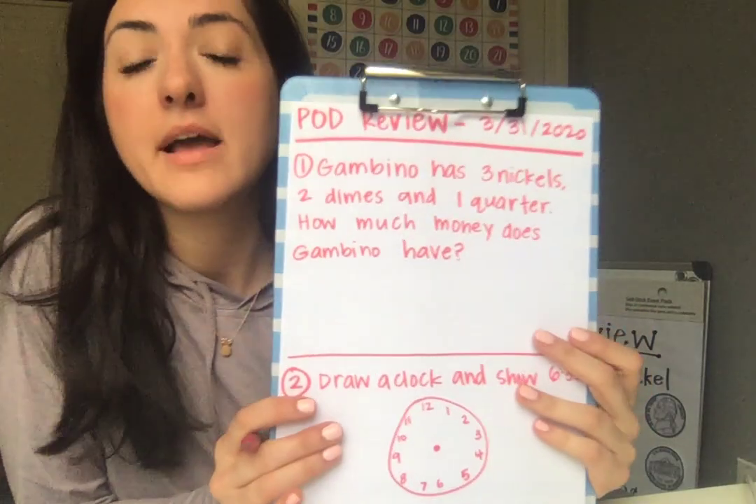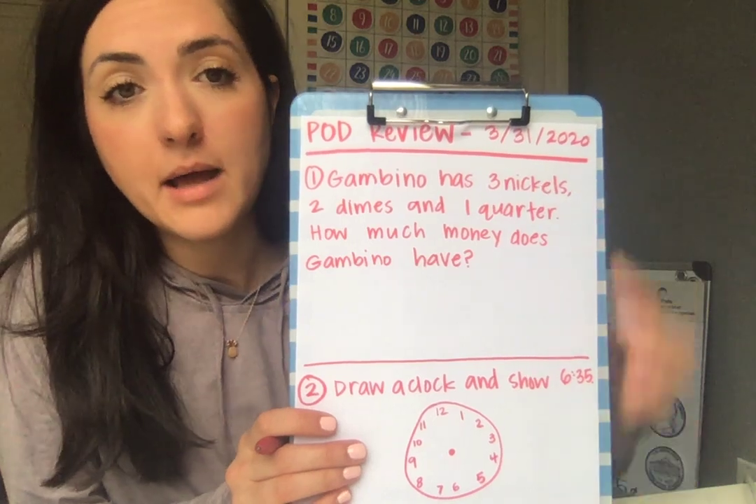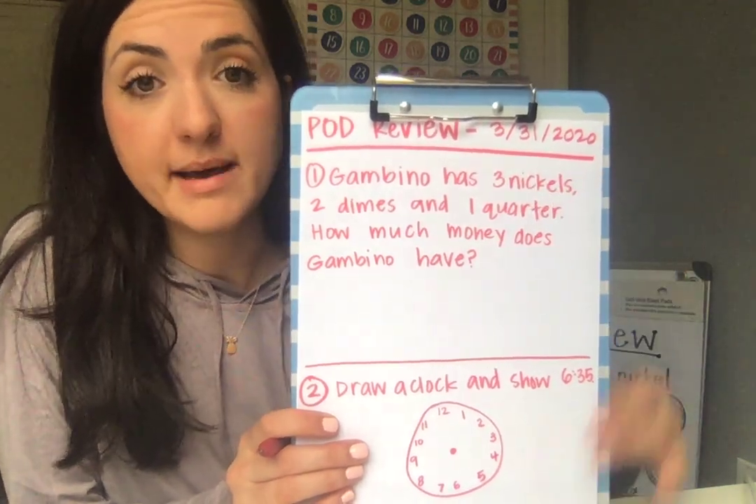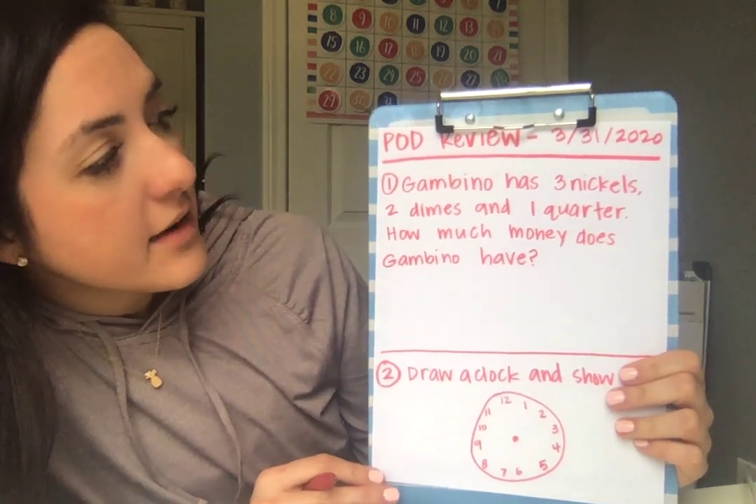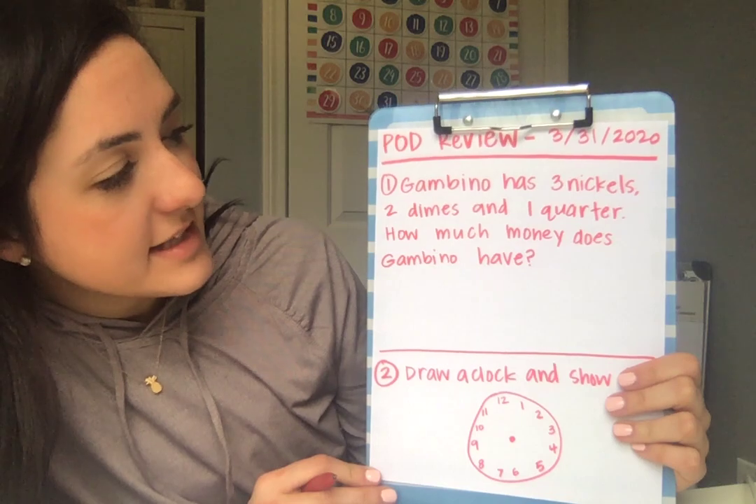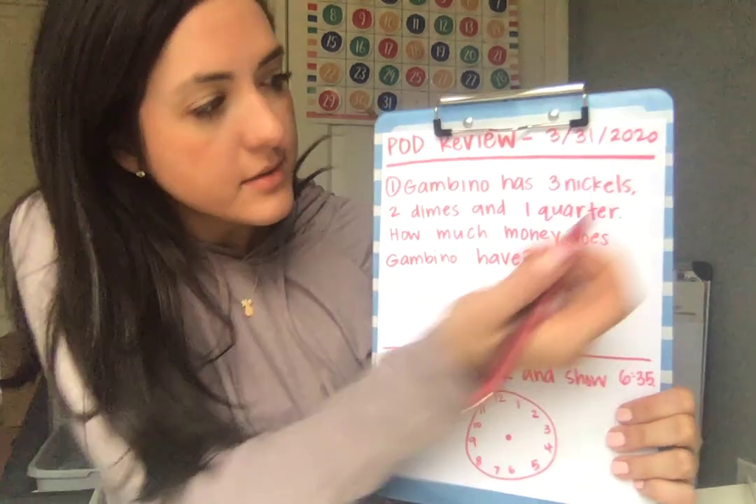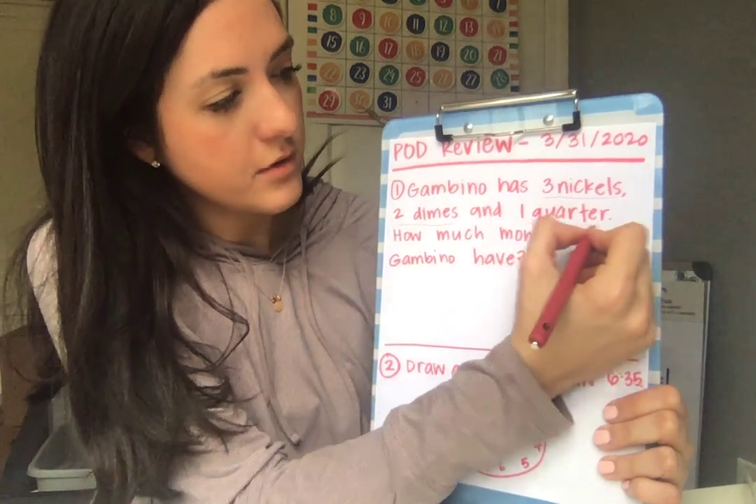So, you had two questions on your problem of the day today. One was about money and the other one was about time. Let's start with the one about money. Okay, it says Gambino has 3 nickels, 2 dimes, and 1 quarter. How much money does Gambino have?